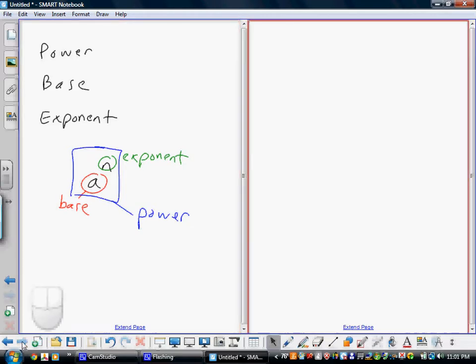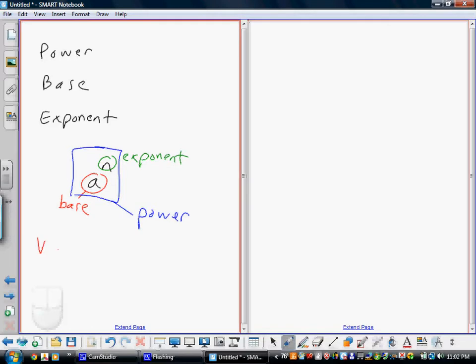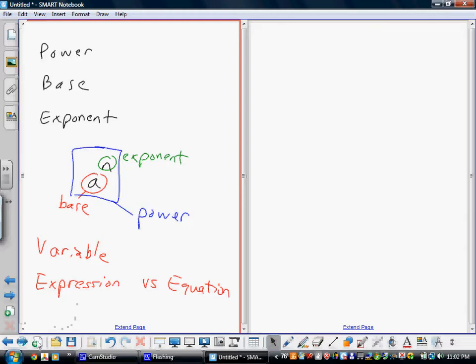Moving backwards just a little bit though, we actually need to know also what a variable is. These are all definitions here. A variable and also what an expression is. You know what an expression is versus an equation. The equation, a hint on that one is that it has an equal sign. Moving on to the next screen.